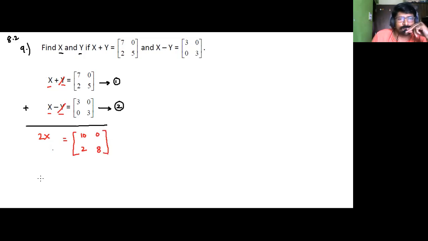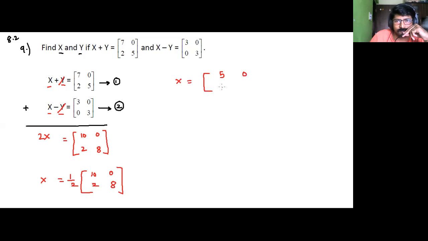So we got matrix X very easily. Now if we shift this 2 to the other side, it will become half of this matrix: 10, 0, 2, 8. So matrix X can be written very simply like this. Half of 10 is 5. Half of 0, 0 into anything is 0. Half of 2 is 1. And half of 8 is 4. So simple a sum. I hope you understood how I got the matrix X.